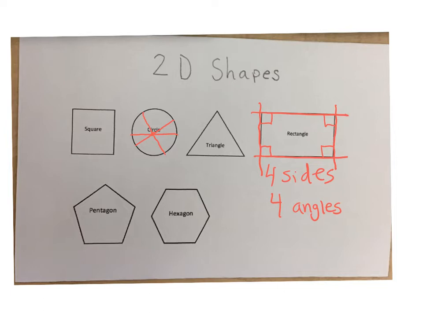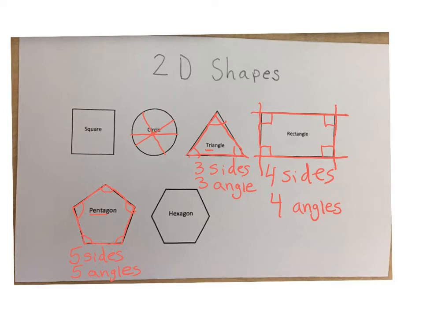Next, we have our triangle, which is going to have our 3 sides and 3 angles. The prefix tri is your clue there. That gives you a clue that it's 3. Next, we have the pentagon. Pentagon is going to have our 5 sides and then our 5 angles. Here, the prefix penta means 5. So we have 5 sides and 5 angles.